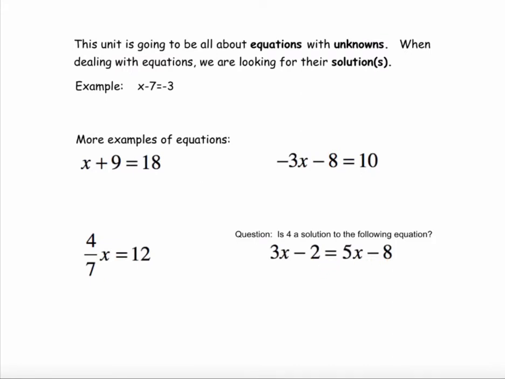A lot of people use the word equation a little too loosely, so let's make sure when we talk about equations, we're actually talking about an equation. What's an unknown? We'll look at our first example: x minus 7 equals negative 3. Now, x we normally think of as a variable. It could take on any value.